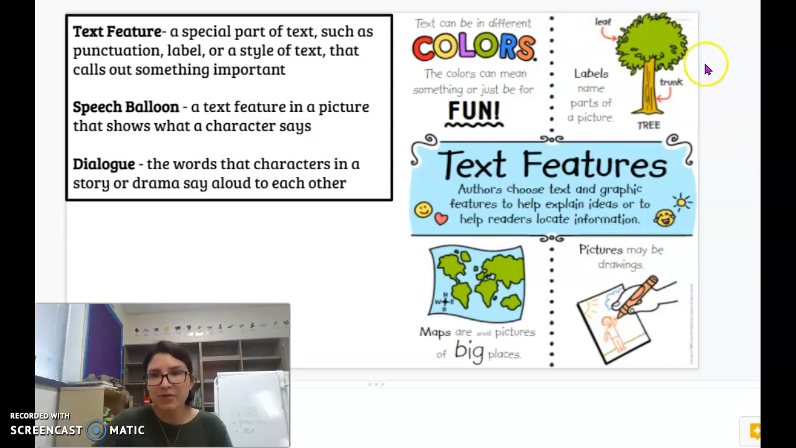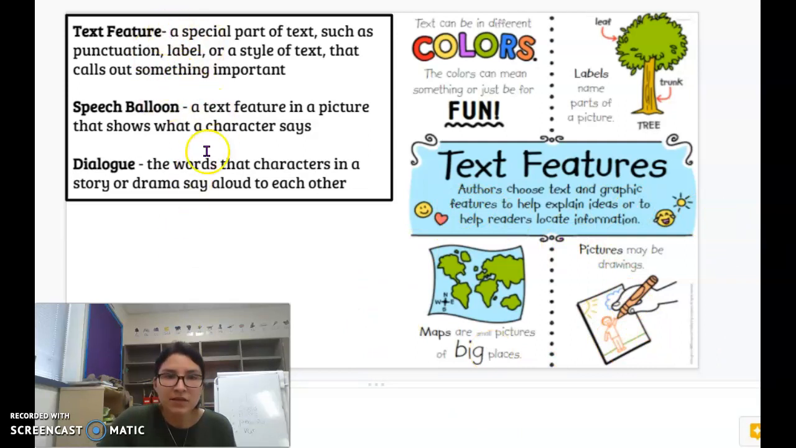So here's labels. We just went over that a minute ago. Then we have pictures, which may be drawings. So pictures, and then there's photographs. Pictures are drawings. Photographs are taken with cameras, remember? And then we have maps. Maps are small pictures of big places, okay? So these are the ones we're focusing on today: text that is in color, labels, pictures, and maps.